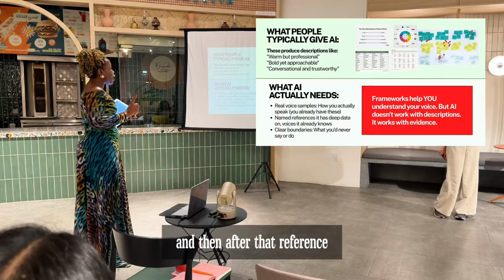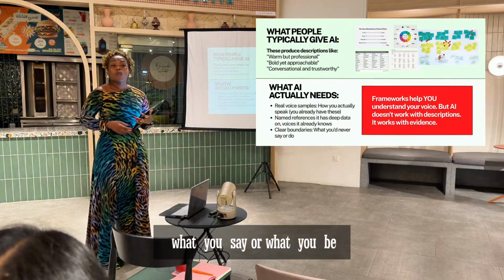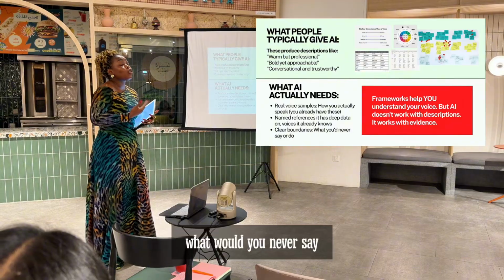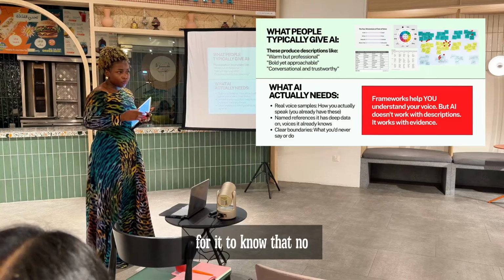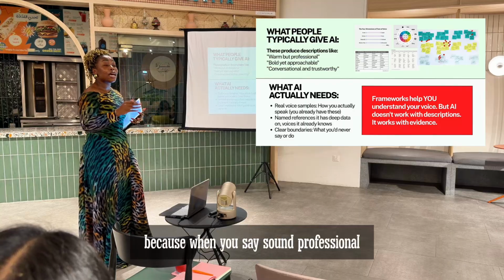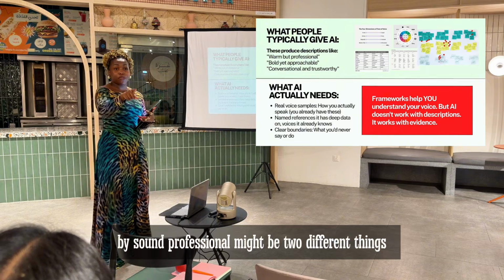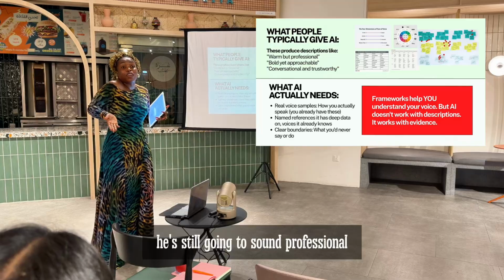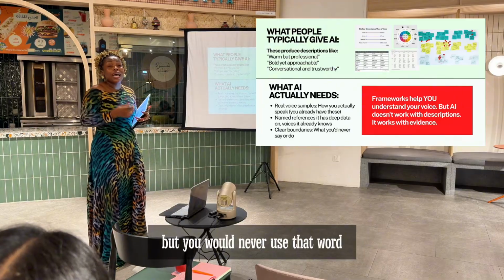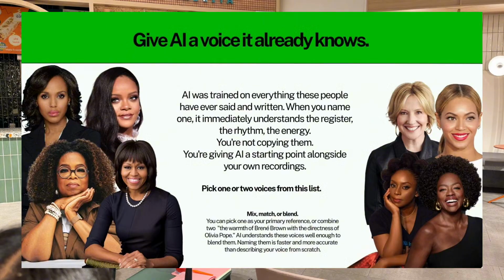And then after that reference, we then give it boundaries, which are guide rails. So when we say boundaries, what should you say or what should you not be? What would you never say? You have to tell AI what not to say for it to know not to say that. Because when you say sound professional, what you mean by sound professional and what she means by sound professional might be two different things. But AI doesn't know that. It's still going to sound professional, but you would never use that word, even though you sound professional. But they are the same word. Both words sound professional. So you have to give AI what it shouldn't say.